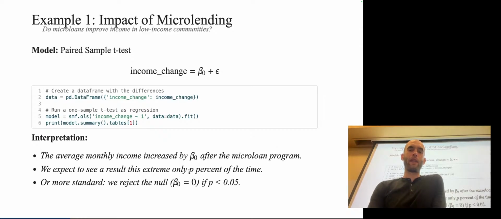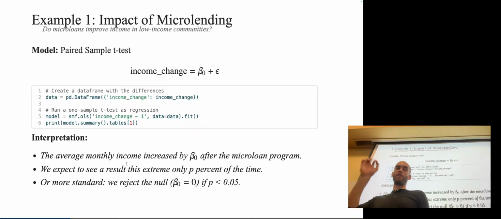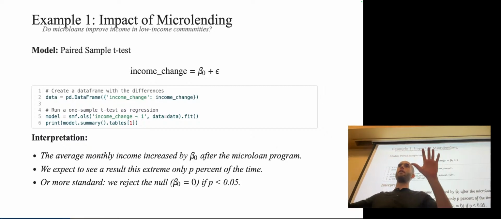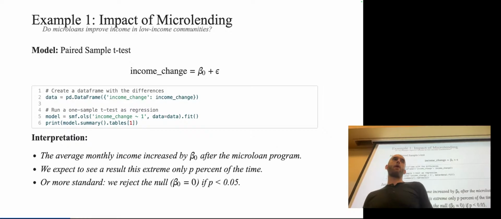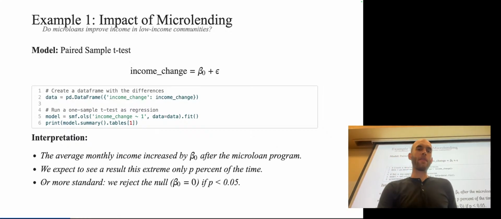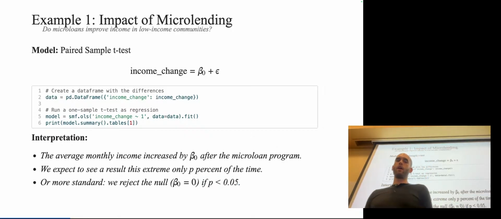And then if we get a p-value, which we would if we ran this regression, the interpretation is that we would expect to see a result as extreme as beta 0 under the null hypothesis only p% of the time. So whatever that number is, that would be the probability of seeing something that extreme. And then the more standard way of saying this is that we would reject the null, beta 0 equals 0, if our p-value is less than 0.05, or whatever our critical level is.